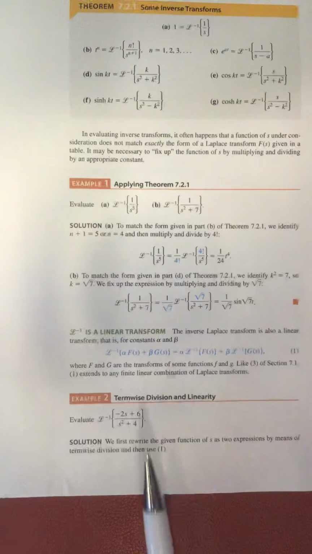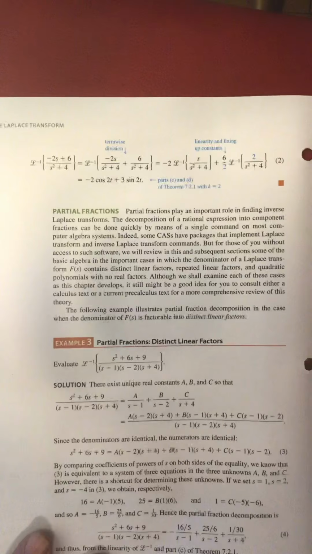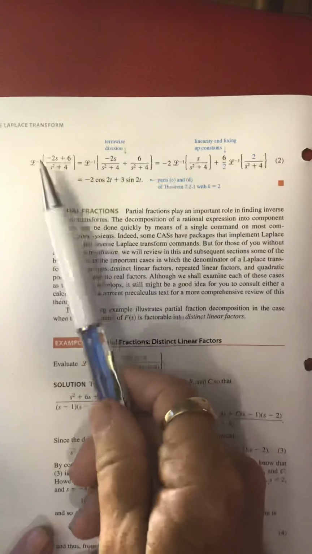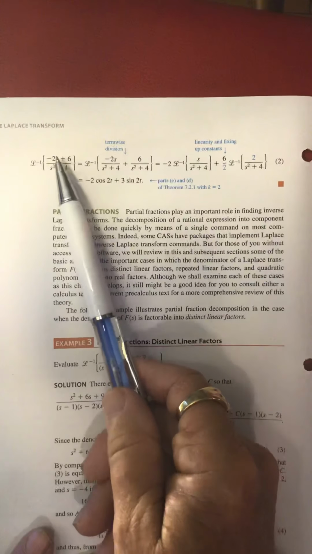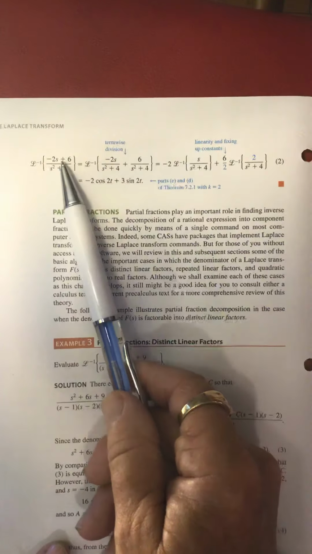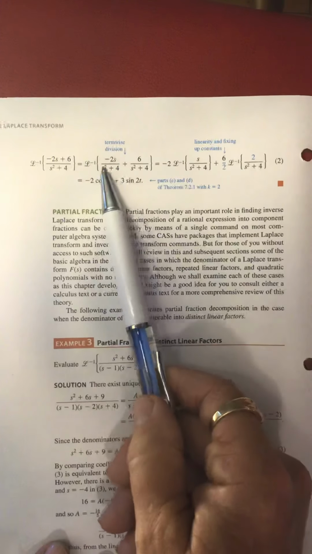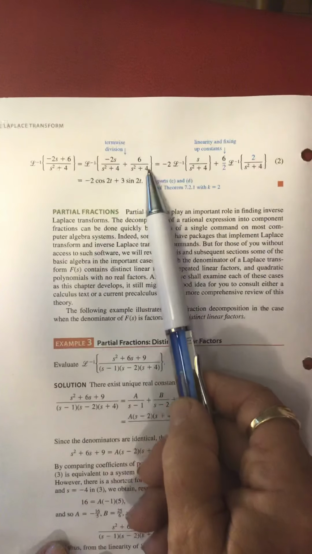If we have more difficult ones, we have to be able to do the process on them also. Here we go. We want to do the inverse Laplace of minus 2s plus 6 over s squared plus 4. I have to rewrite it, just like we do with integrals. So it's going to be minus 2s over s squared plus 4, and it's going to be 6 over s squared plus 4.